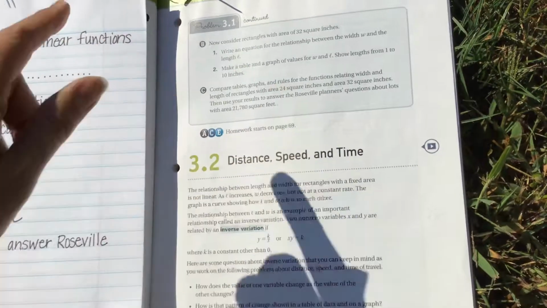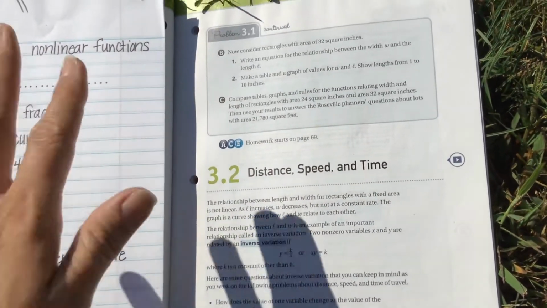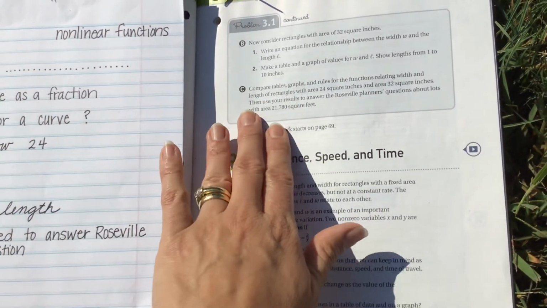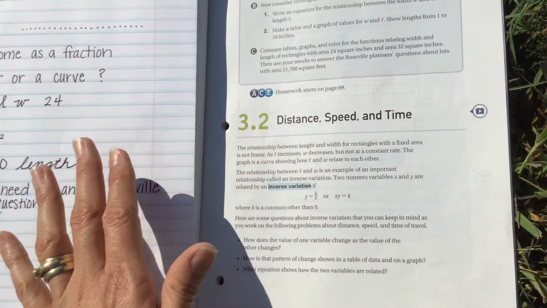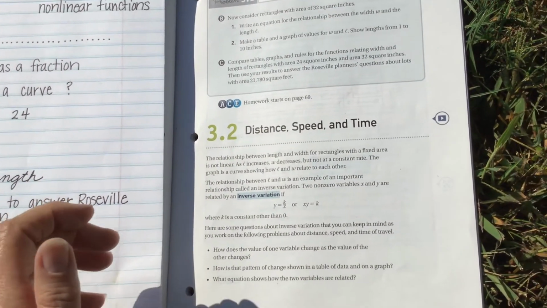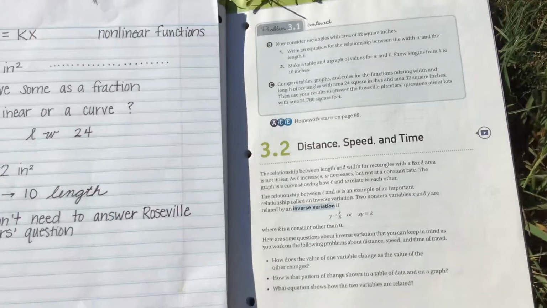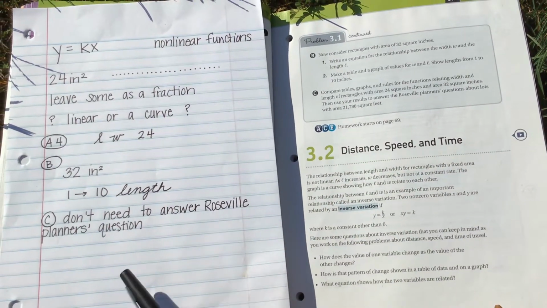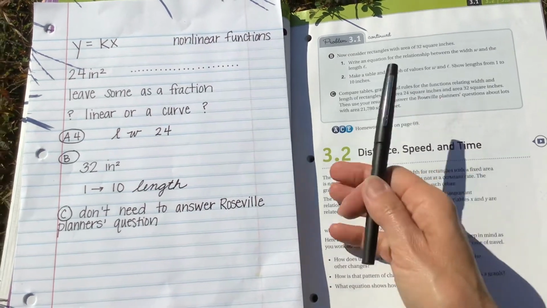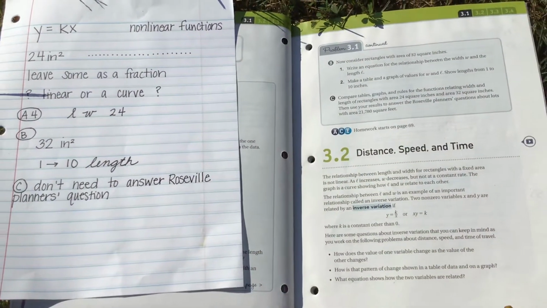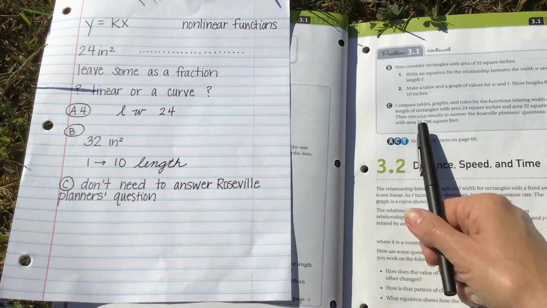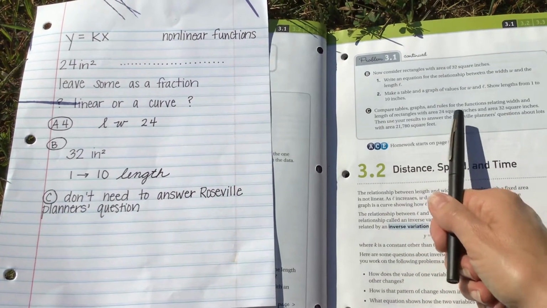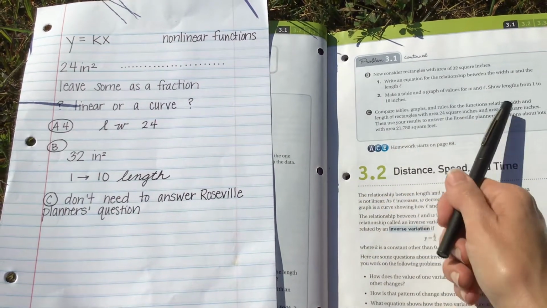Part C, you're now going to compare the 24 and the 32 that you did and talk about what's the same, what's different, and then the very last part I don't need you to do, where it says answer the Roseville planner's question. You don't need to do that because you've already done it twice, and it's going to be the same thing a third time. So you can skip the very last sentence of C, but you're going to do the rest of C.